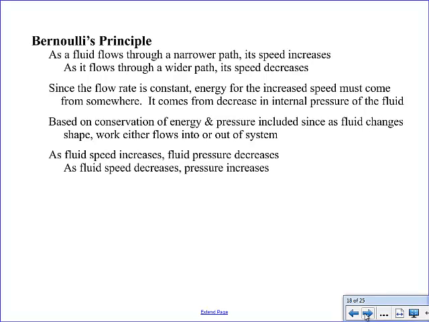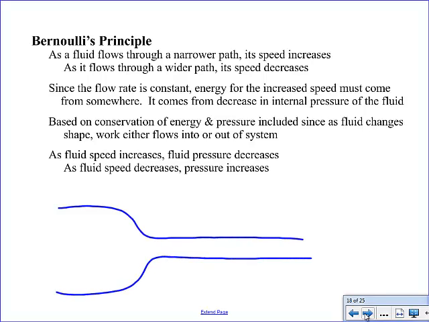Bernoulli's principle. Bernoulli says, as a fluid flows through a narrower path, its speed increases. As it flows through a wider path, its speed decreases. Since the flow rate is constant, energy for the increased speed must come from somewhere. It comes from a decrease in the internal pressure of the fluid. So when you see a pipe that decreases in diameter, the pressure will decrease, and the velocity will increase.